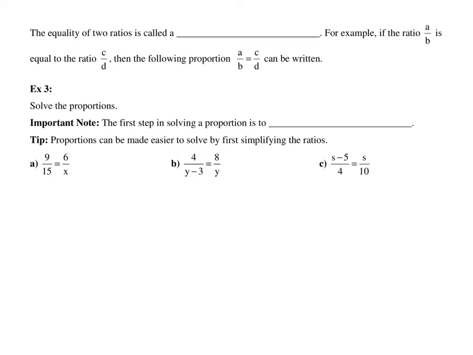All right, now the equality of two ratios is called a proportion. For example, if the ratio A over B is equal to the ratio of C over D, then the following proportion, this is a proportion, can be written. All right, example 3, solve the proportions. Important note, the first step in solving a proportion is to cross multiply.